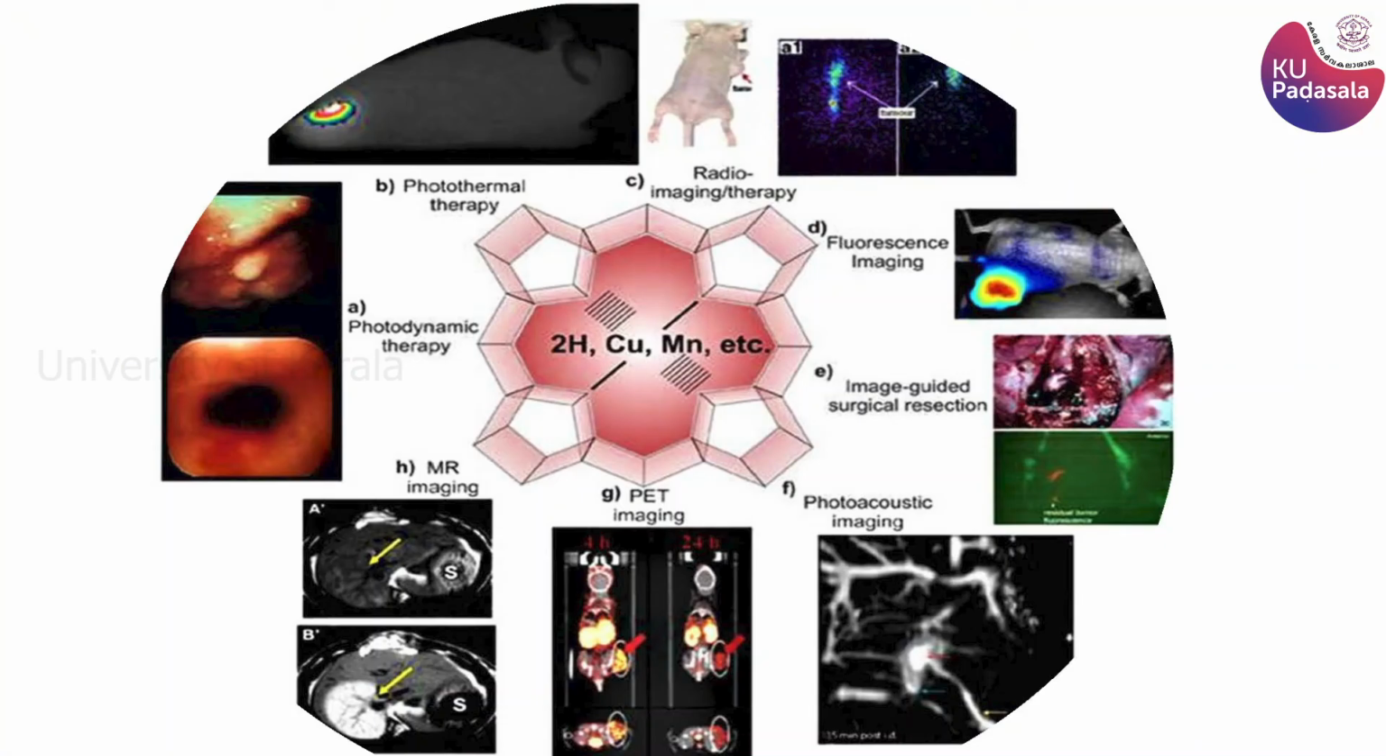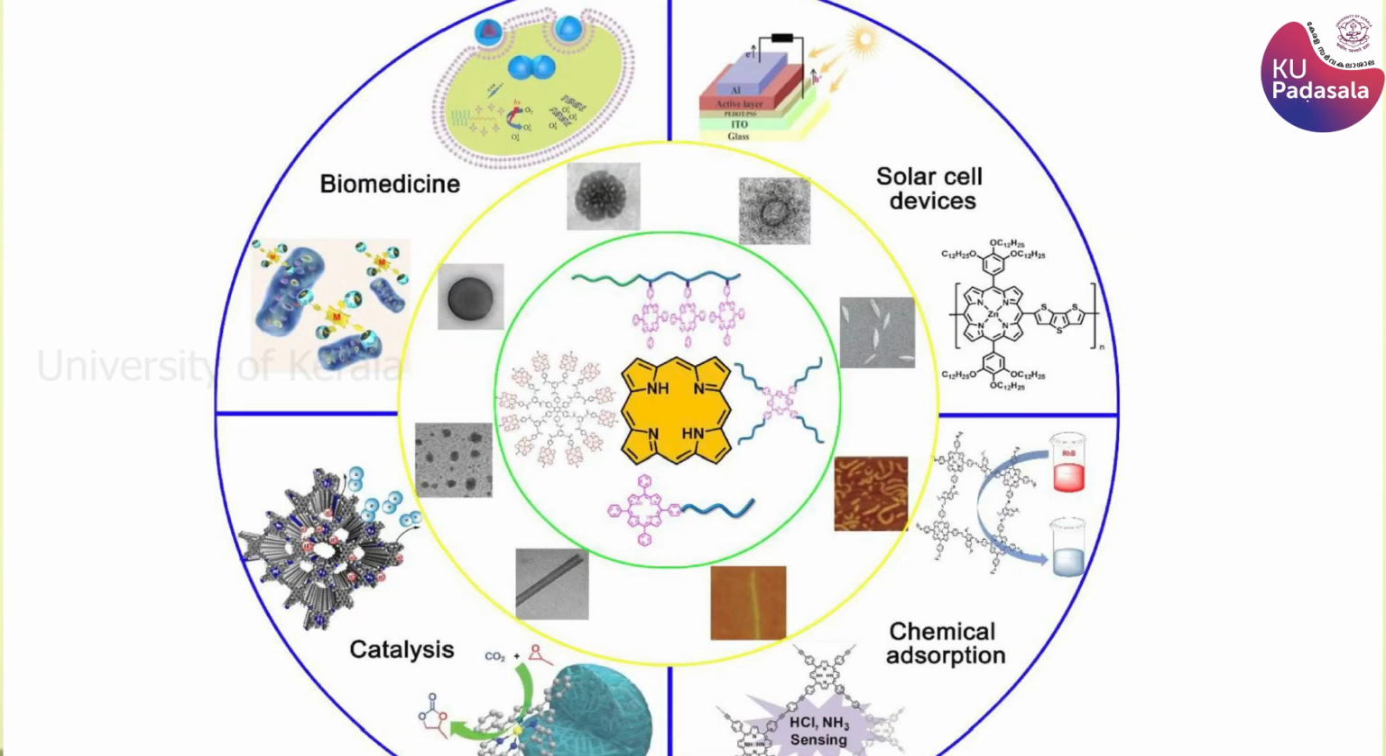When I say the properties or the applications, this slide shows the different applications in which a porphyrin molecule is involved. Some of them are photodynamic therapy, photothermal therapy, fluorescence imaging, and PET and MR imaging. I give these only in the case of medical applications. But the applications of porphyrin are not restricted to medical applications; it has applications in sensing. Porphyrins can be used to sense different metal ions and different anions.